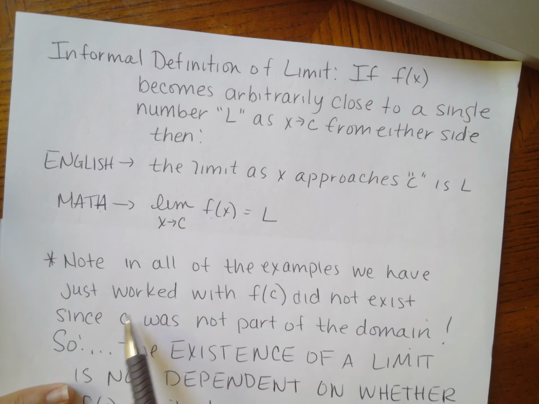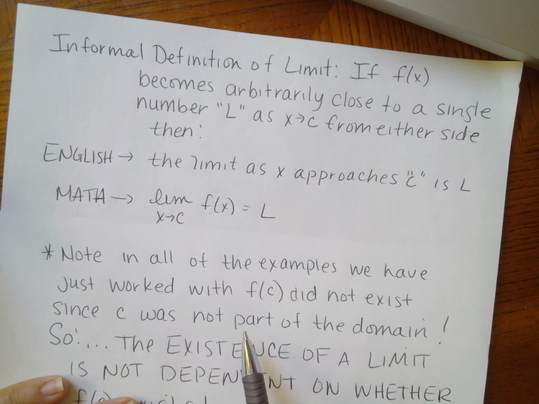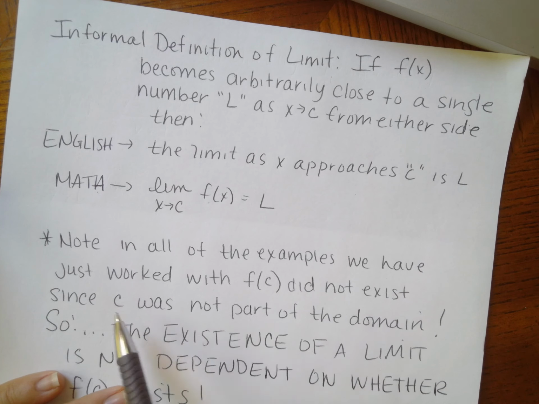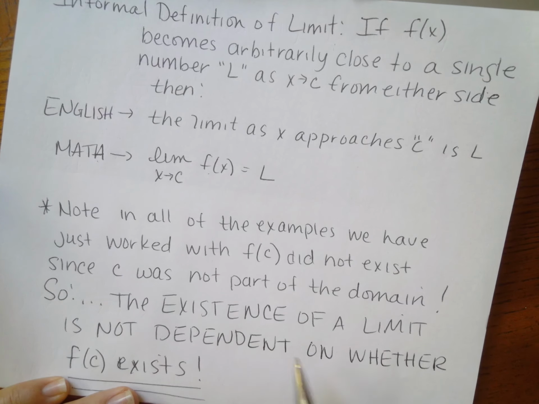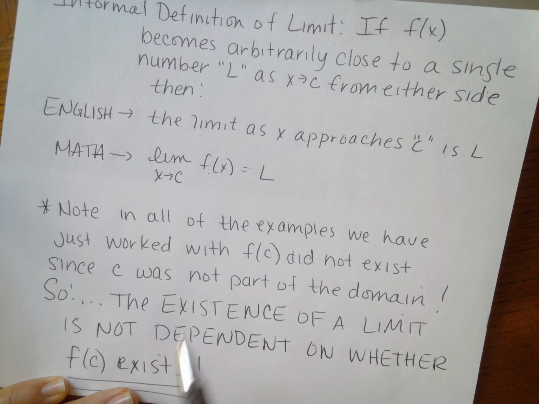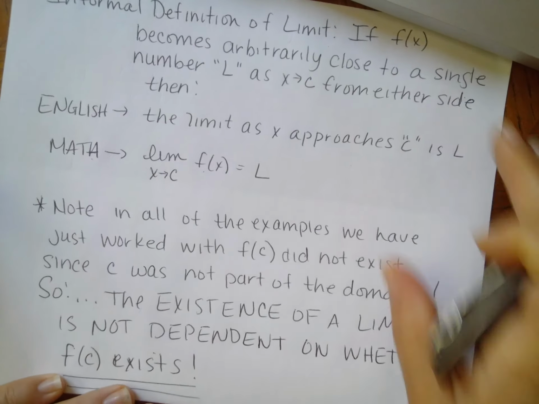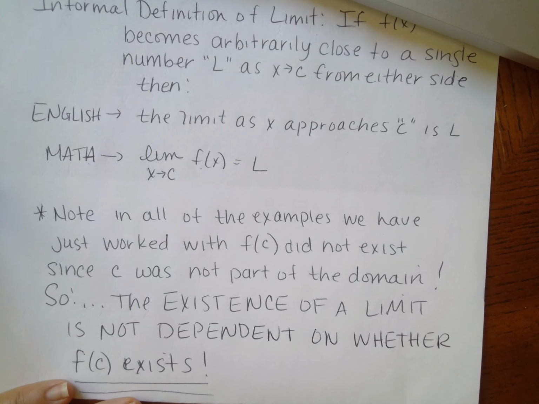So in most of the examples we did, f of c did not exist since c was not part of the domain. Again, the existence of a limit is not dependent on whether f of c exists. Whether f of c is there, somewhere else, or fails to exist, it doesn't matter. We're looking at the graph around it, not that place specifically.